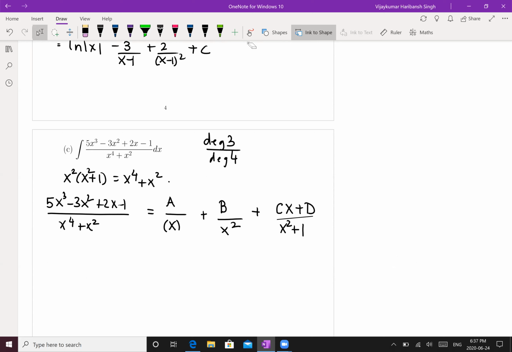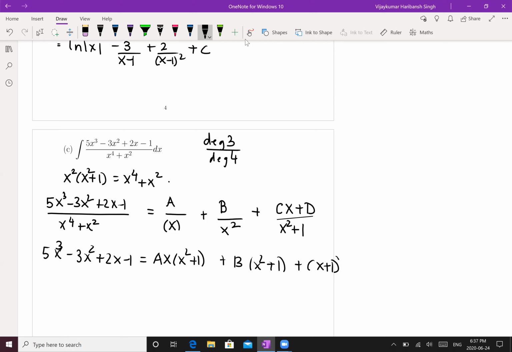So we have 5x cubed minus 3x squared plus 2x minus 1, and this is going to be, cross multiplying, A times x into (x squared plus 1) plus B times (x squared plus 1) plus (Cx plus D) times x squared. Now again we have to play the same game: compare the terms. Let's see what is the constant term here. On this side the constant term is minus 1. On this side, there is no constant term in the first part because whatever you expand, you have to multiply by x.